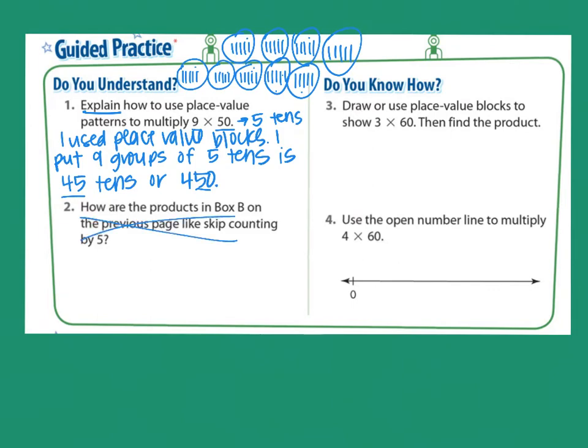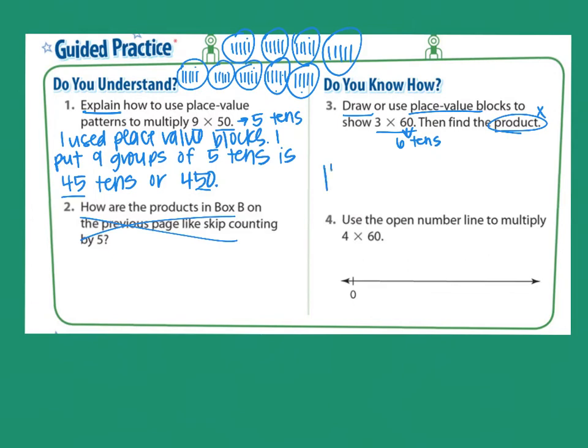Let's go ahead and look at number 3. Draw or use place value blocks to show 3 times 60, or 3 groups of 60. And I need to then find the product. Remember, find the product is the answer to a multiplication equation, okay? So I'm going to draw place value blocks to show 3 groups of 60. So here I go. So I've got 60 is the same thing as 6 tens. So I need to show 3 groups of 6 tens.